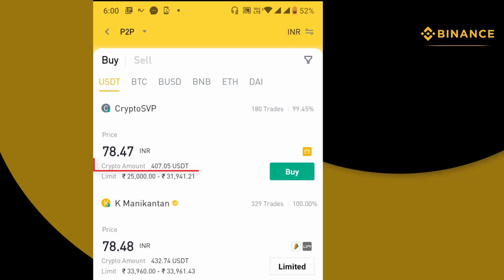The crypto amount he has right now in his account is 407.05 US Tether, and the order limit is 25,000 to 31,941, which means the minimum amount he expects is 25,000 and the maximum is 31,941, which is his overall cryptos.